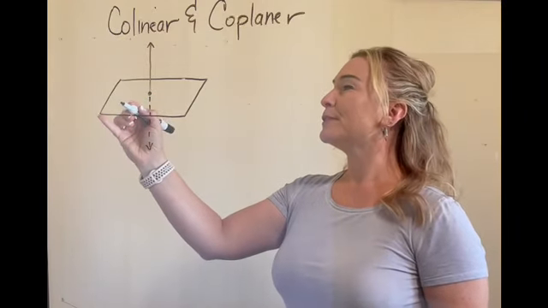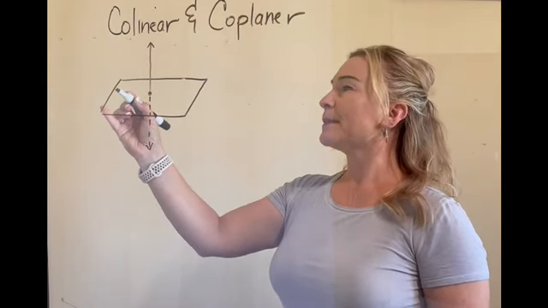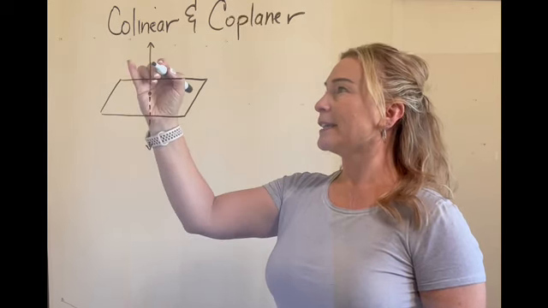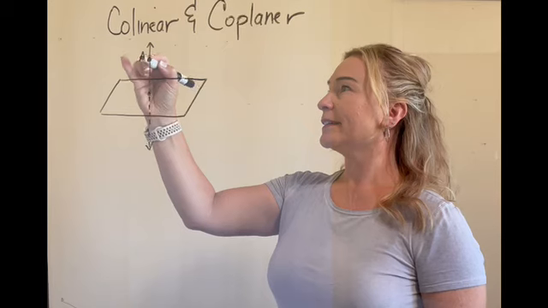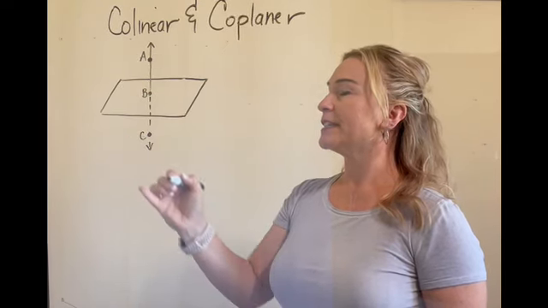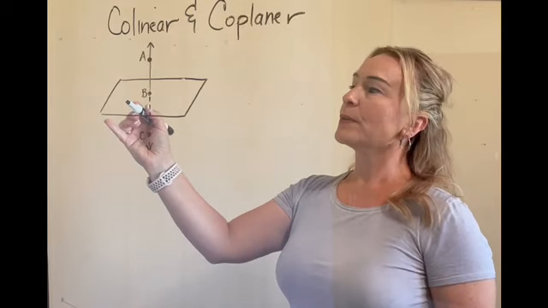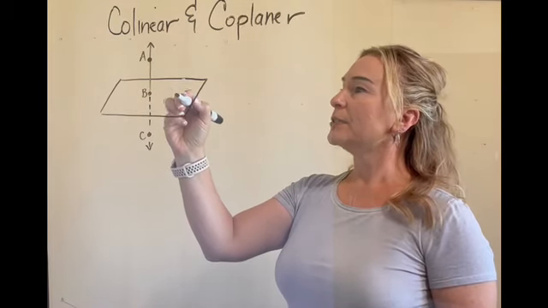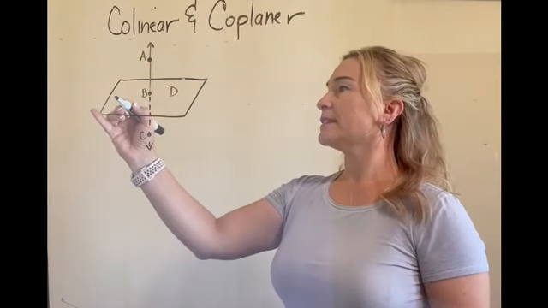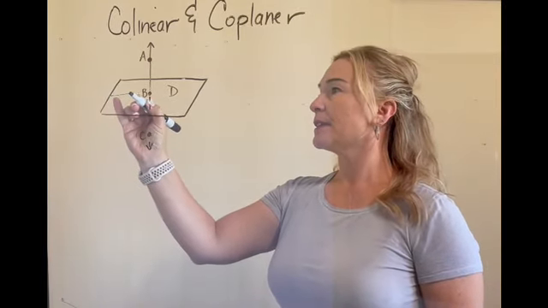So let me just put a few little marks in here for us. I'm going to put an A here. And I'm going to make this little center point a B. And I'm going to put another point down here as C. And then let's do a D over here. And then I also want to extend a line coming right through this area.